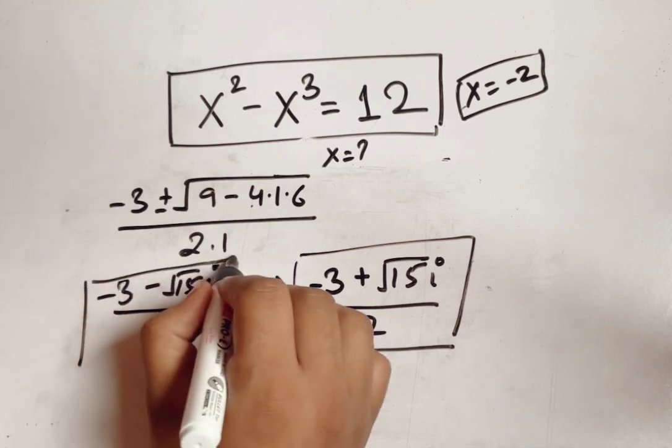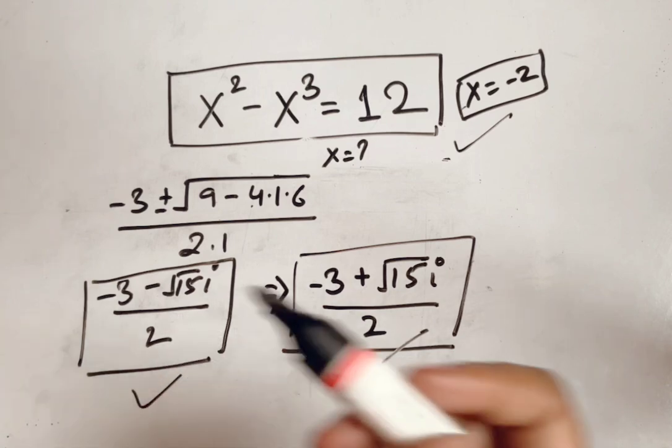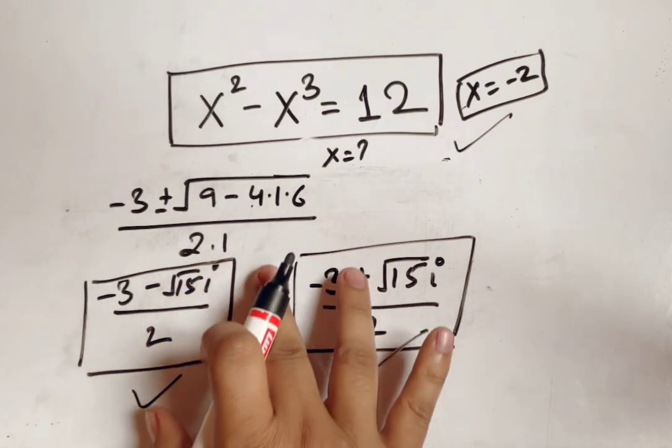So now we have 3 particular roots. First root is here, second root is here, third root is here. Okay, so I hope this is very clear to you.